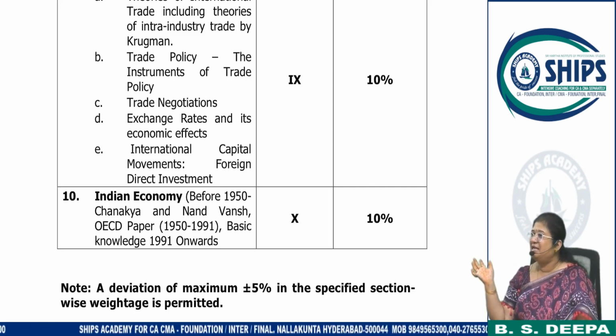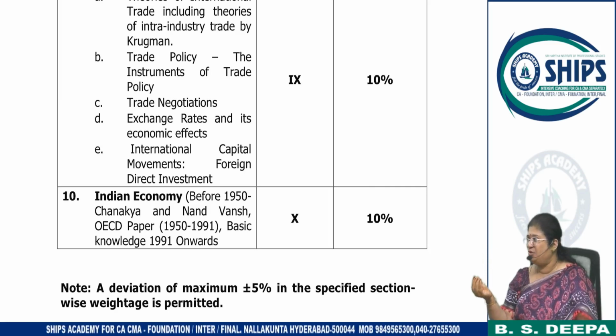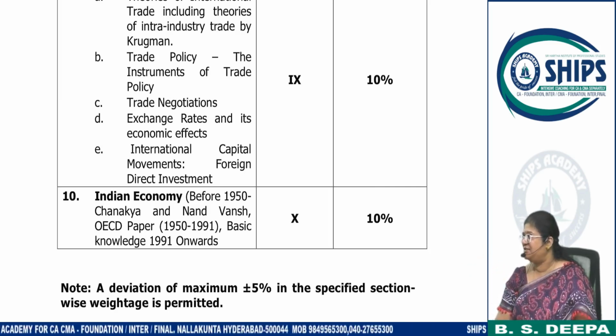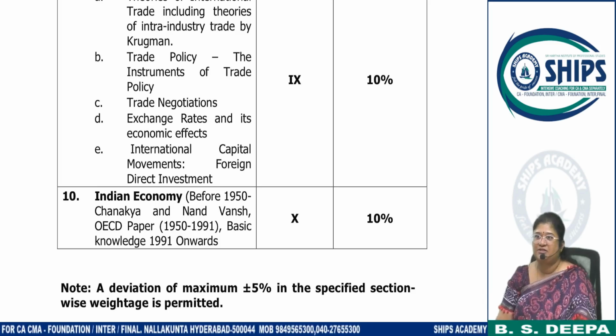So if you see these chapters, except for the first chapter which is only 5%, the rest of them range between 10 to 15%, isn't it? So that means all chapters are important.